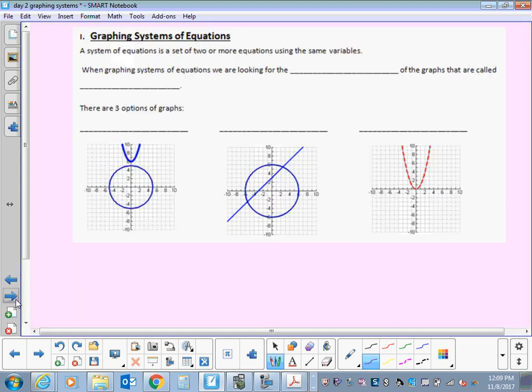All right, so this is the Algebra 2 part. Graphing systems of equations. A system of equations is a set of two or more equations using the same variables. When graphing a system of equations, we are looking for the intersection of the graphs, which are called solutions.